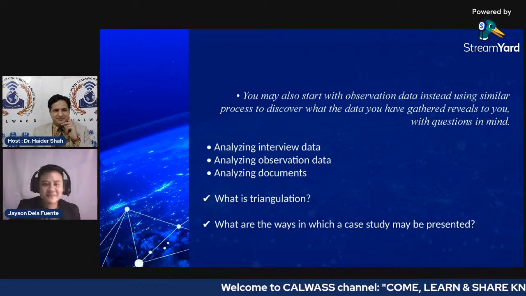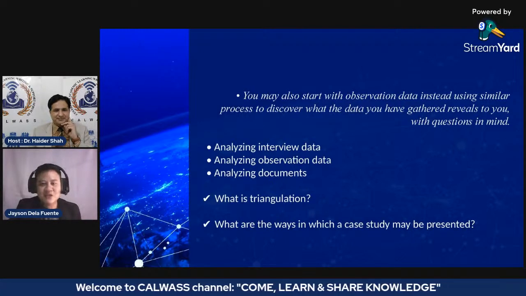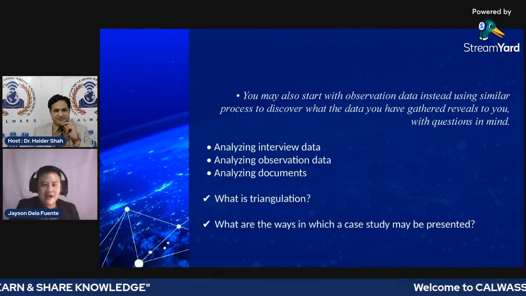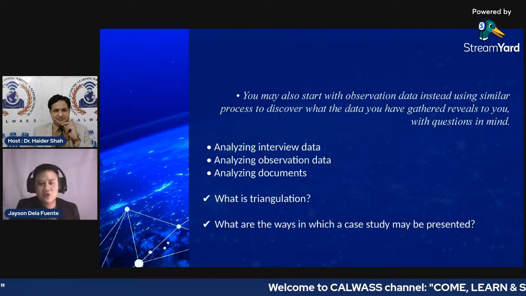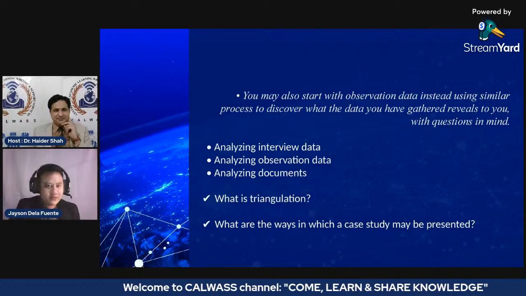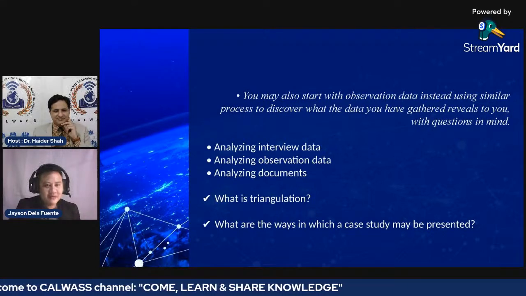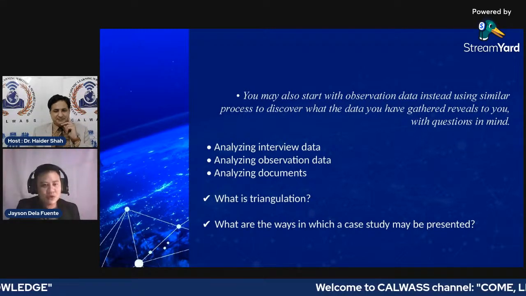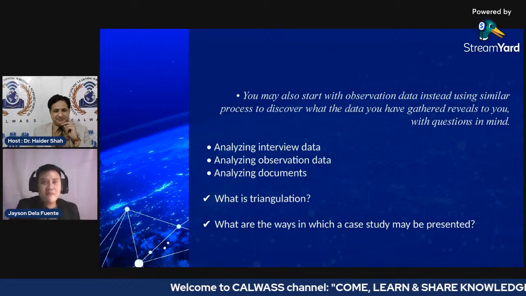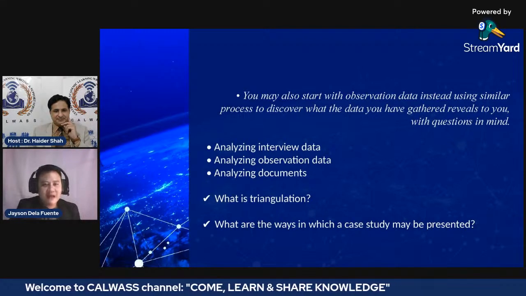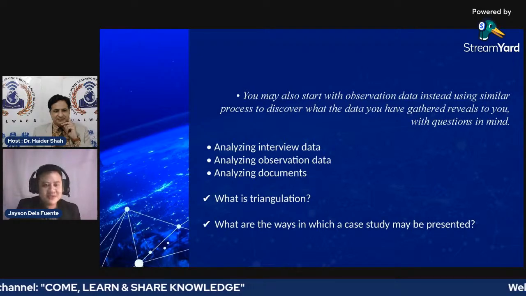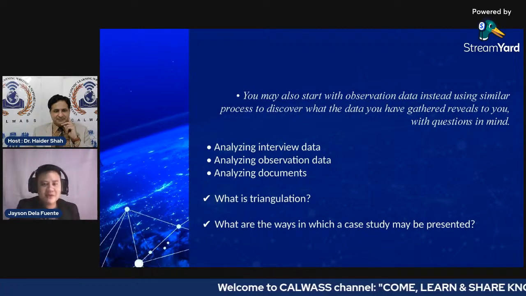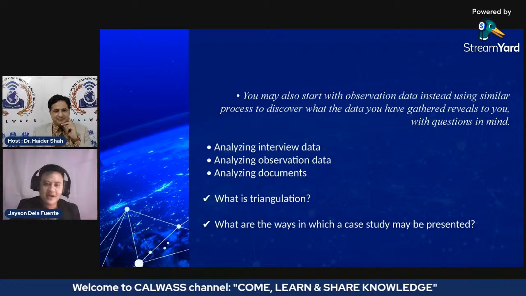You may also start with observation data, using a similar process to discover what the data you have gathered reveals to you. Okay, after transcribing your data, you are going to observe, to scan, to read the responses of your participants. By looking into the data that you have gathered through your transcription, somehow you may capture what the themes of such study should be, or what the results or the findings of that study should be, by simply looking into the data that you have gathered.